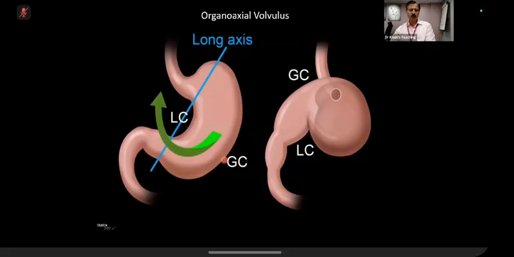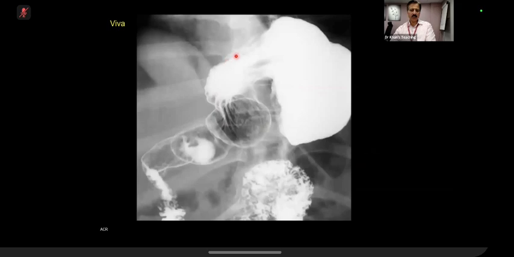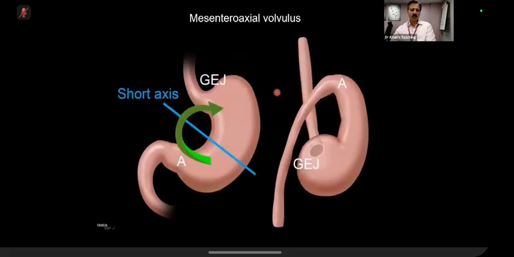So in organoaxial, the stomach twists. If this is the long axis, then the main take-home point is that it twists around the long axis. And the take-home point is that the greater curvature sits upwards. So if you see this case, this is the greater curvature. So greater curvature is superior and the lesser curvature becomes inferior. This is the classical configuration. In a mesenteroaxial, on the other hand, it is around the short axis.